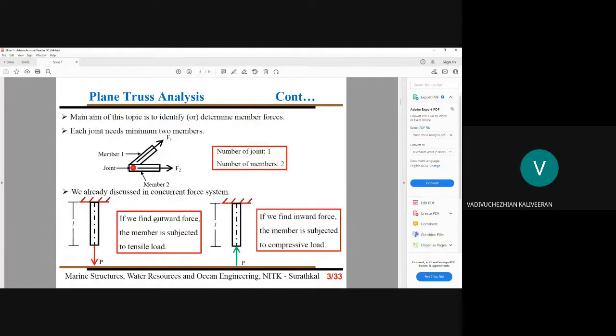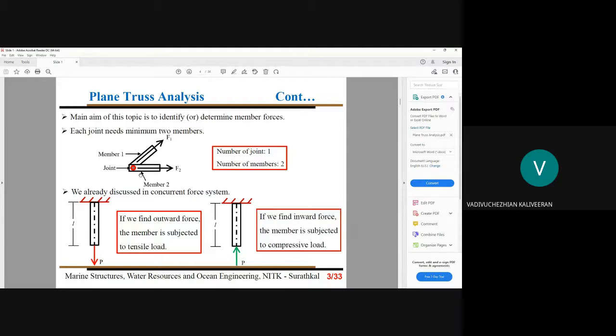Now, we have to sense our joints and members. When I say one joint, in that joint we need a minimum of two members. Then only it is proper; it is a truss. So each joint needs a minimum of two members to connect. In our problem, we are trying to consider outward forces. We are assuming all those members are subjected to outward force.